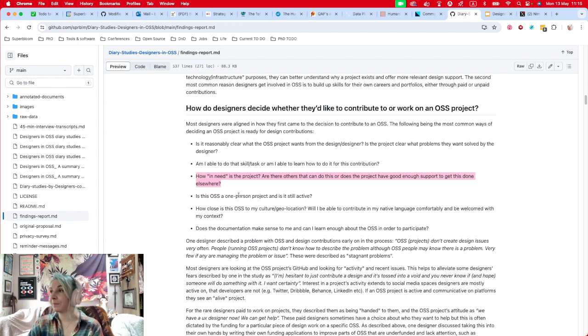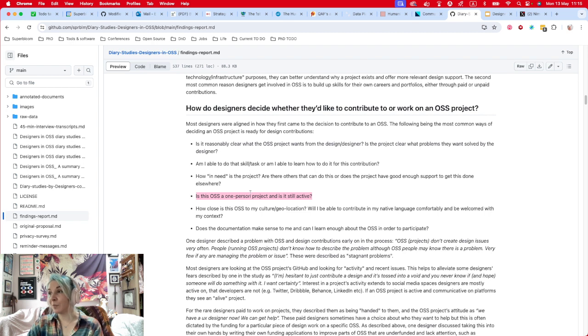And you can see that in some of this question here, which is how close is this open source software to my culture or geographical location? Will I be welcomed with my context? Will I be able to contribute in my native language comfortably? Or will I be able to contribute comfortably enough with my level of the language that the open source software mostly operates in, which more often than not is English.